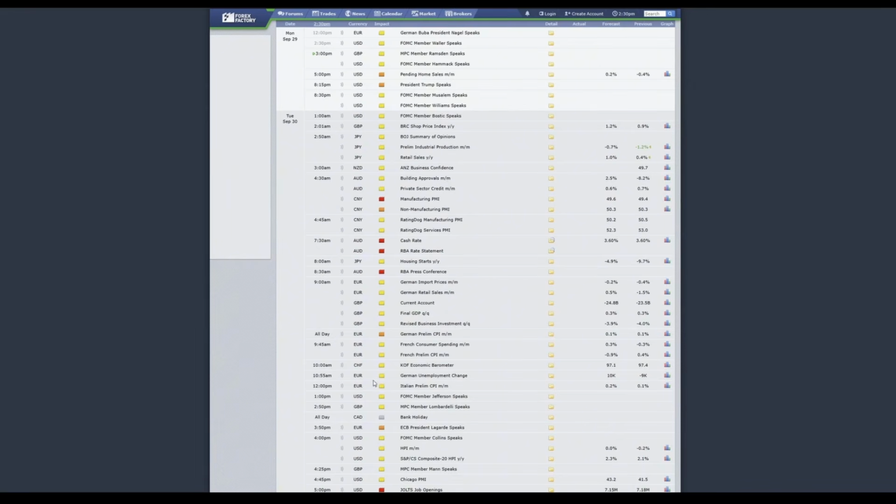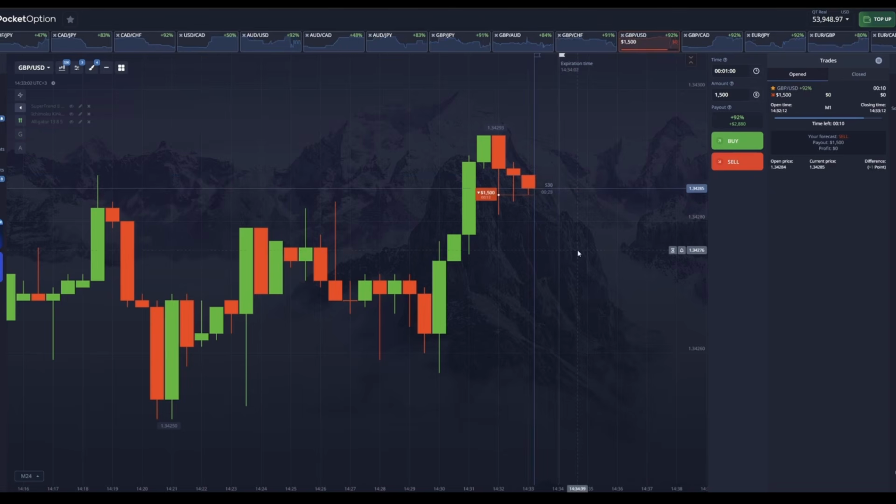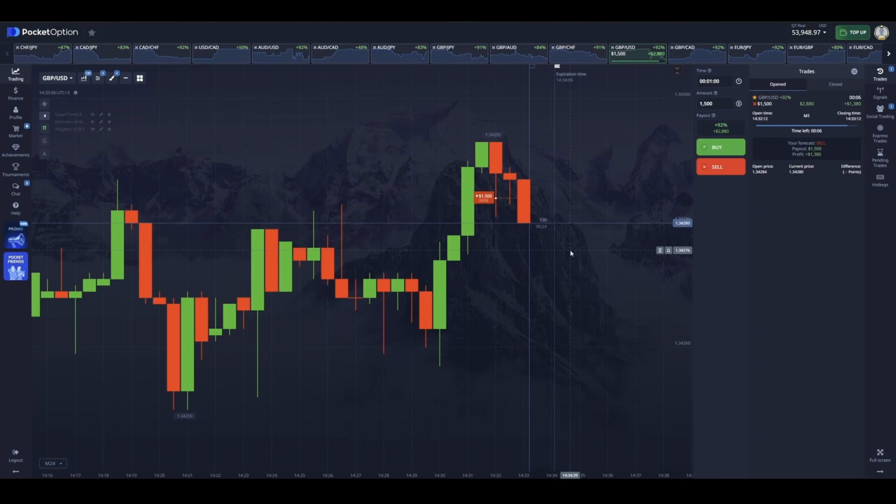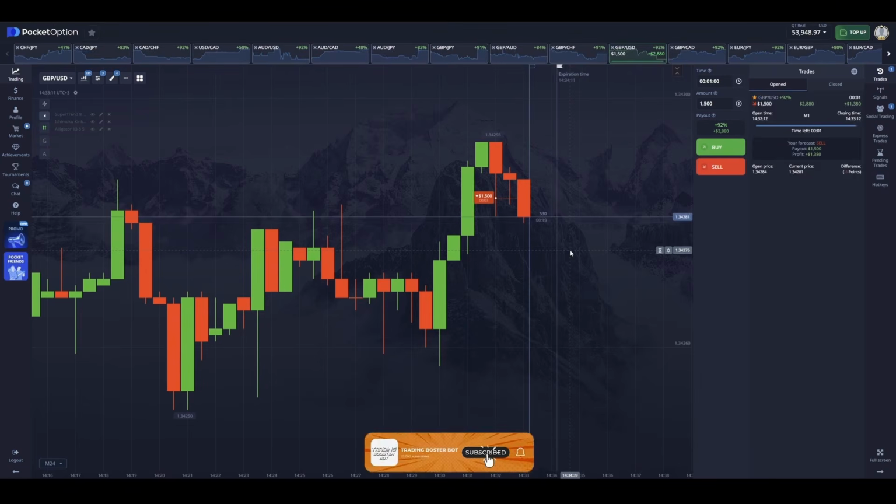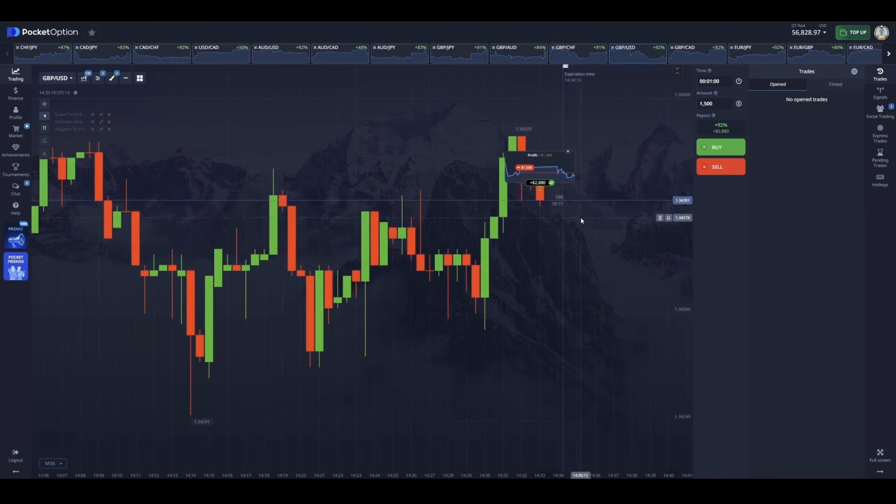So, if there is a news background, the analysis starts with that first. If there is no news background, then other tools come into play, such as indicators and technical analysis. We'll go over this next. For example, right now this is a trade on the British pound to US dollar. First of all, it's bringing me almost $1,400 in profit.